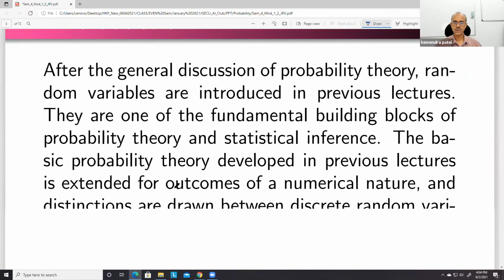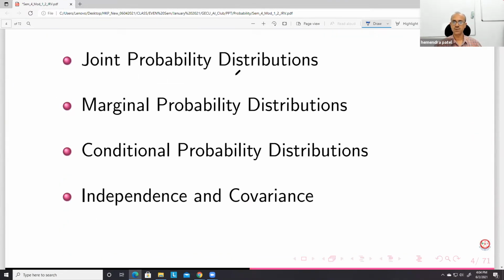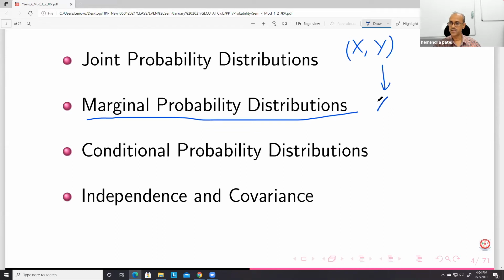So first let us see some definitions. These are the things that we are going to do here: joint probability distributions. Then from this joint we will find the marginal probability distribution. Marginal means if the joint is the distribution of x and y, then finding the distribution of x and finding the distribution of y are called marginal probability. So marginal probability distribution of x, marginal probability distribution of y.